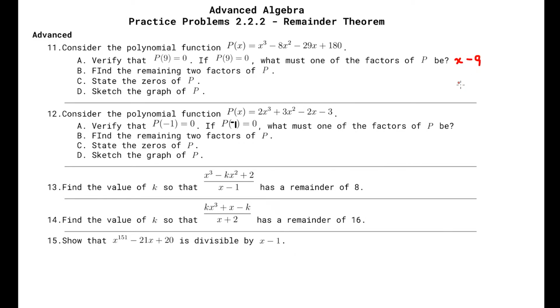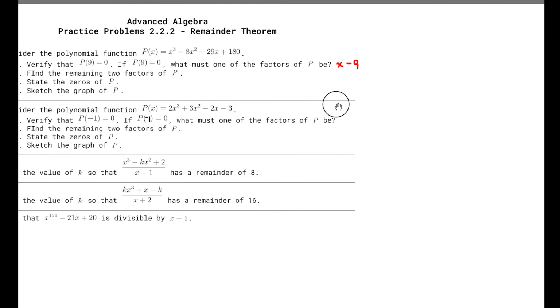Okay, so one of the factors has to be x minus 9 based on remainder theorem, which is awesome that we know what this factor is right away, because now we can divide out p of x by this factor to find the other two factors, which is what the next part says. For part B, it says find the remaining two factors of p. So to find those two other factors, I am actually going to do long division of p of x, and then I'm going to be dividing that by x minus 9. I'm going to use long division to do that. So I'm going to do that right over here.